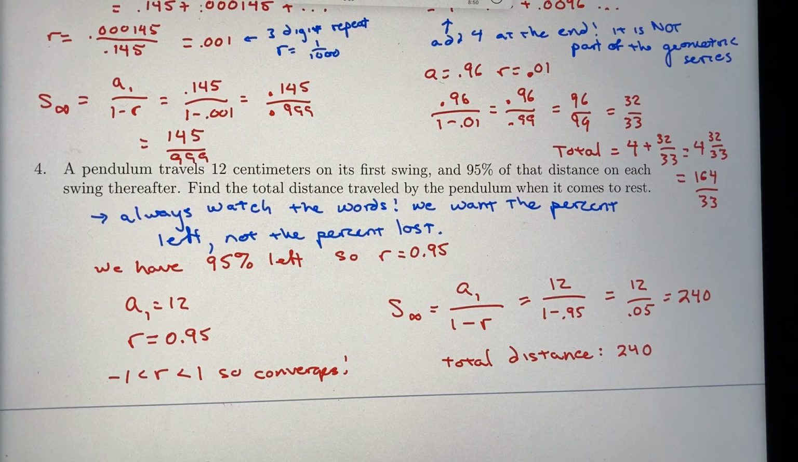This is lovely in a pure math world, but of course in the real world, friction causes the thing to stop after a finite amount of time instead of going on getting smaller and smaller every time forever.